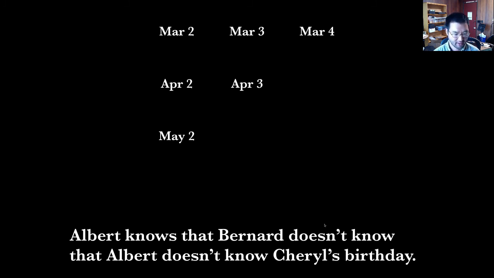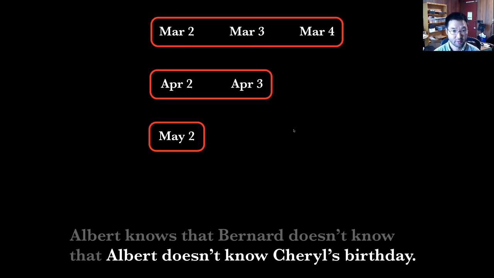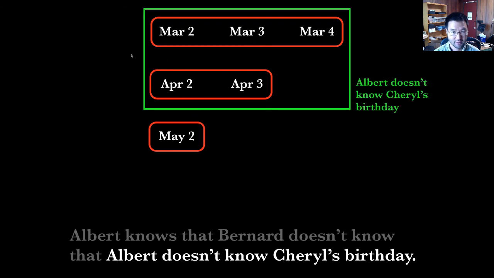Just take it step by step. Look at the end one. This is the most clear one. Albert doesn't know Cheryl's birthday. This is about Albert's knowledge, so we'll put Albert's bubbles there. Albert doesn't know Cheryl's birthday when the bubbles contain more than one element. So this is the event that Albert doesn't know Cheryl's birthday. For May 2nd, Albert would know. This is the event when Albert doesn't know Cheryl's birthday.